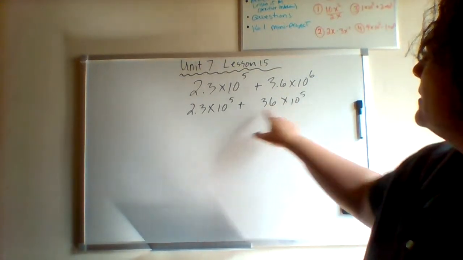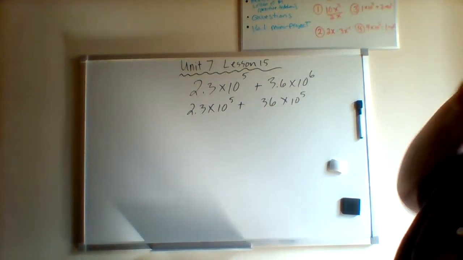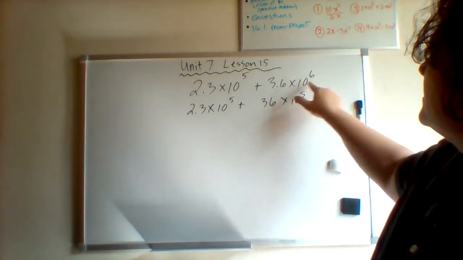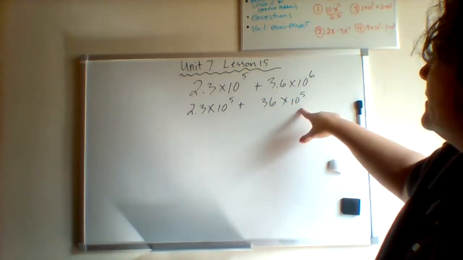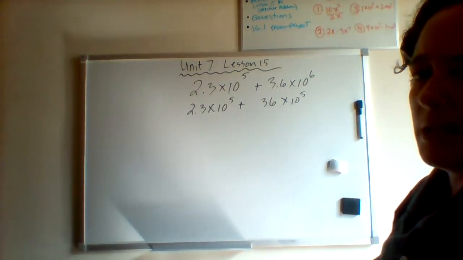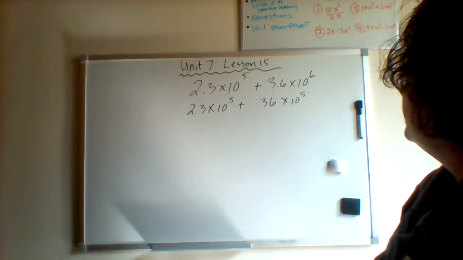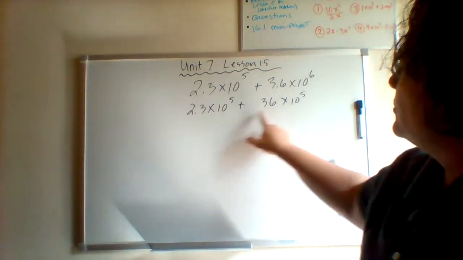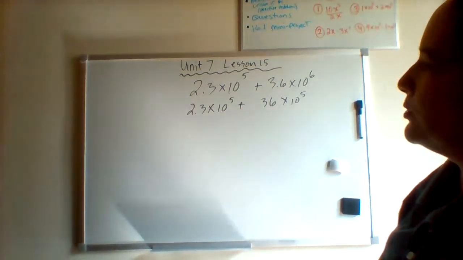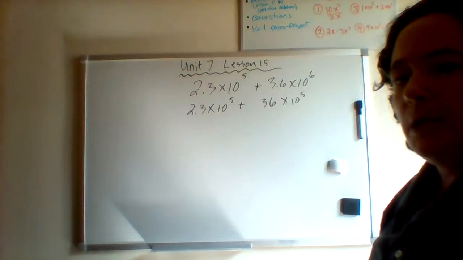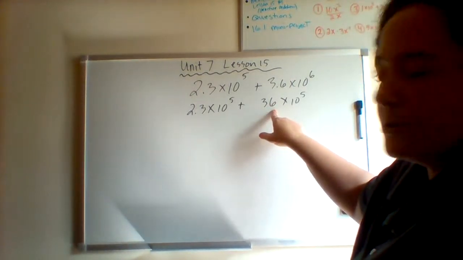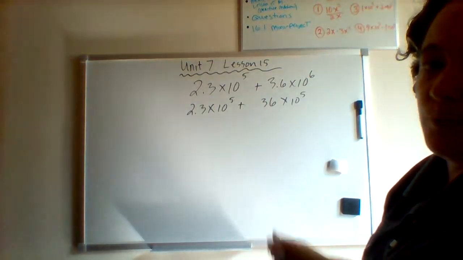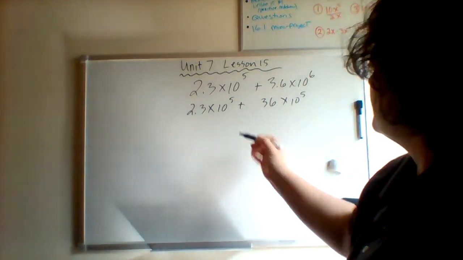Now that these look the same, and if you're not sure, you can always check, right? You could check in your calculator, you could check on the side. 3.6 times 10 to the 6th power, is it the same as this one? And you should get the same result. Now we can actually add them. So what's 36 plus 2.3? So again, think about money. If you had $36 and you had to add it to $2.30, wouldn't that just be $38.30?